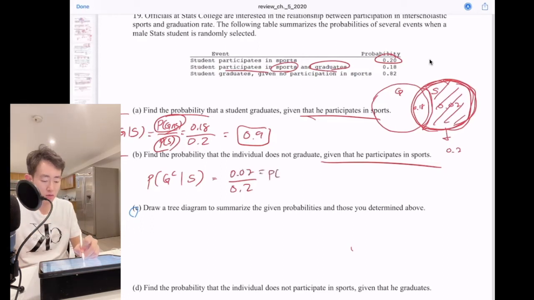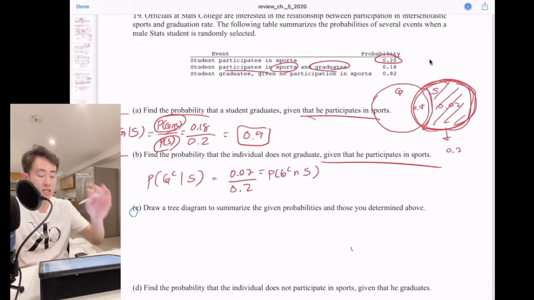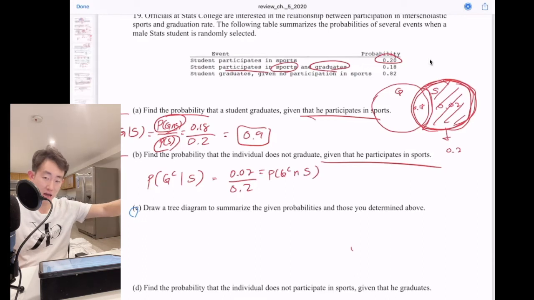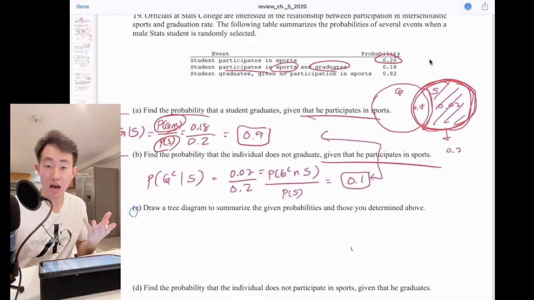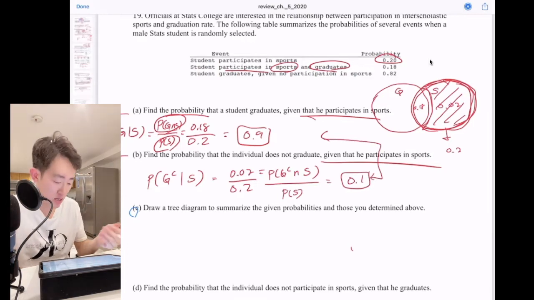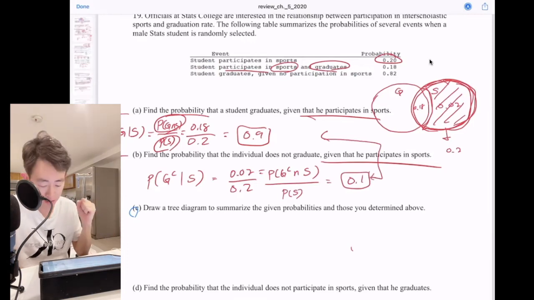This represents probability of G complement, not graduating, and playing sports at the same time. That's that portion right there, over probability of obviously S, 0.1. These two should add up. Part A and part B should add up back to 100%, which it does, so everything's fine.